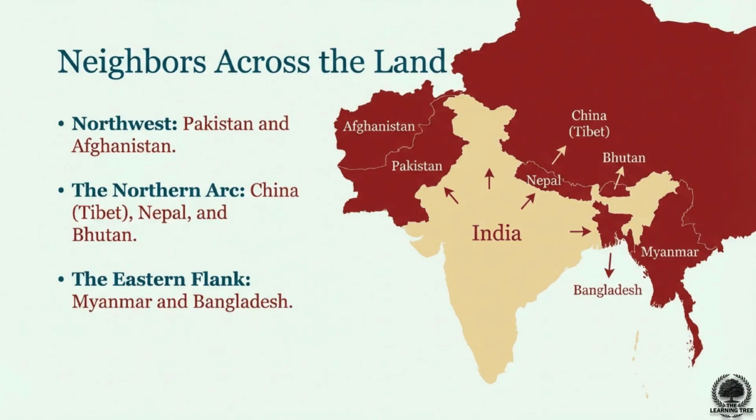India shares land boundaries with several countries. To the northwest, the neighbours are Pakistan and Afghanistan. To the north, India shares borders with China, Nepal, and Bhutan. To the east, the neighbouring countries are Myanmar and Bangladesh. These borders influence political, cultural, and economic relations.